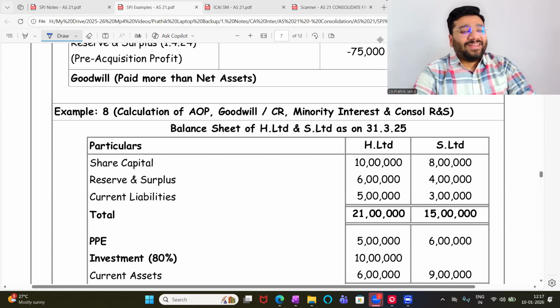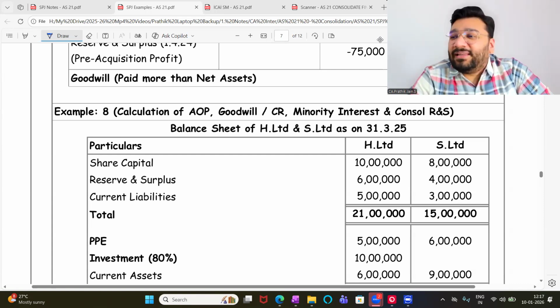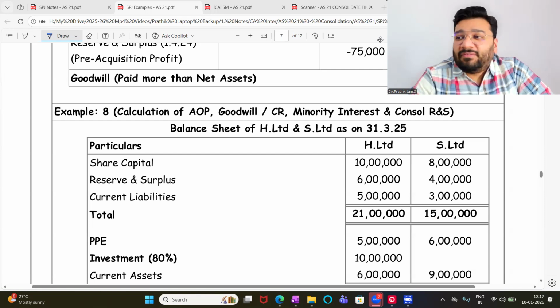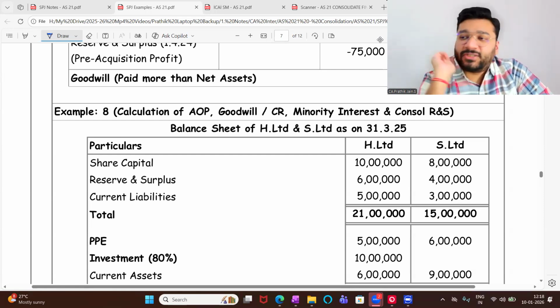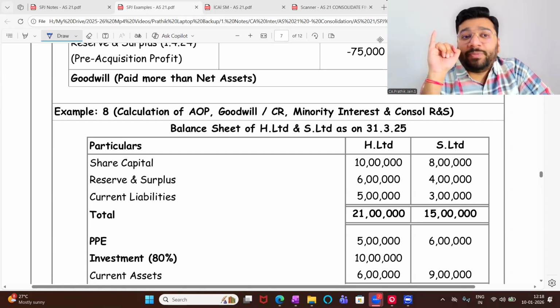So guys, up to last class, we've completed till example 7. We have learned how many working notes in total? 2 or 3? Only 2 so far? Okay. First one is AOP. AOP stands for Analysis of Profit. We are trying to analyze whose profit, holding or subsidiary?